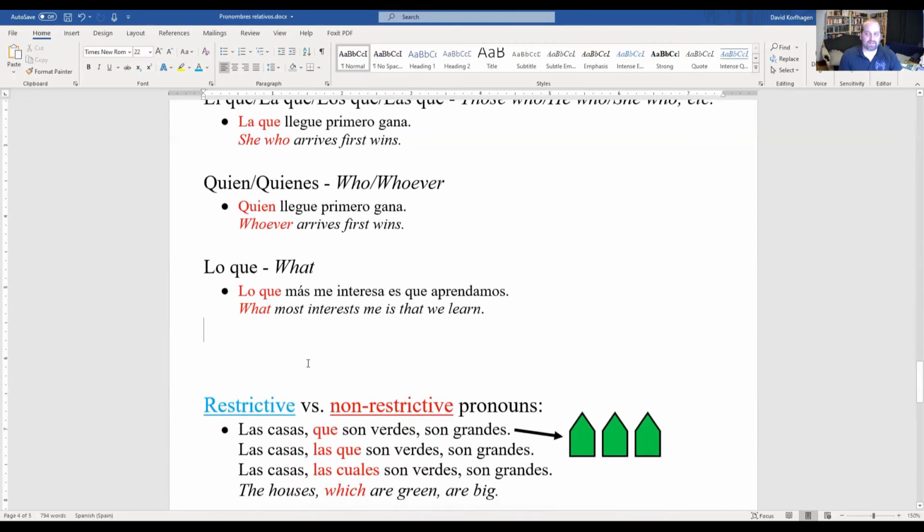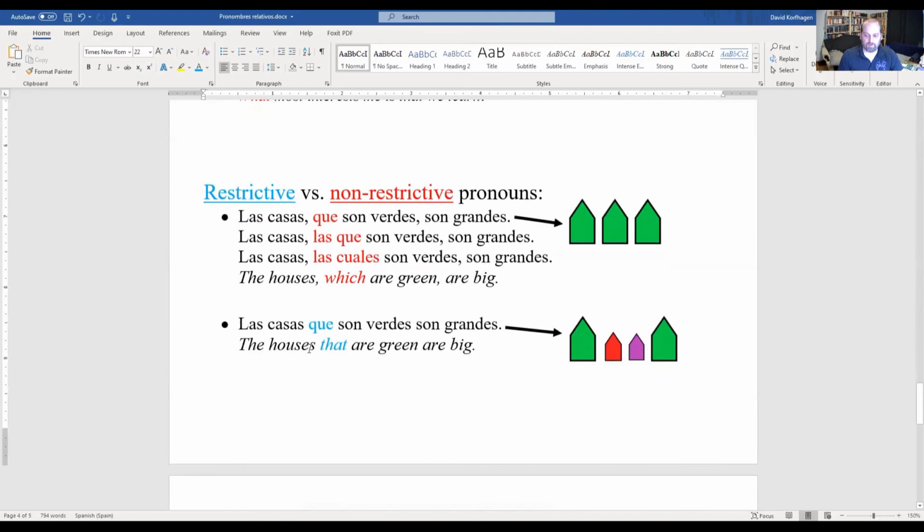Okay, so now going back to that point I briefly made earlier, where we have restrictive versus non-restrictive pronouns. So a restrictive situation versus non-restrictive situation. So, for example, las casas que son verdes son grandes, right? The houses which are green are big. So here we have 3 houses, all of them are green. So it's just a little side note. The houses, which by the way are green, are big.